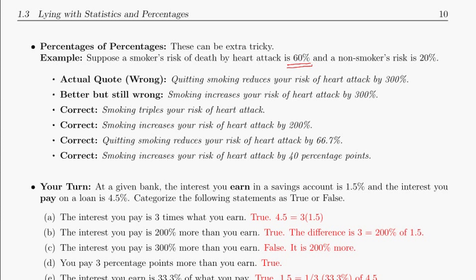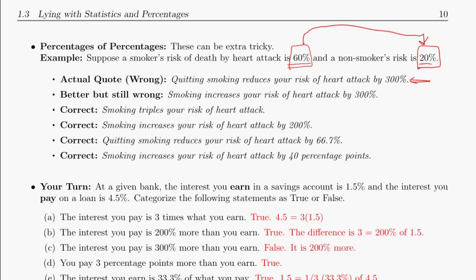Death by heart attack is 60%. A non-smoker's risk of death by heart attack is 20%. So clearly not smoking is advantageous with regards to dying by heart attack. And the actual quote was that quitting smoking reduces your risk of heart attack by 300%. And you can sort of see where they got that, because if you look at the 60 and the 20, well, 60 is 3 times 20, so they're saying, 300. There's a 300% in there somewhere.